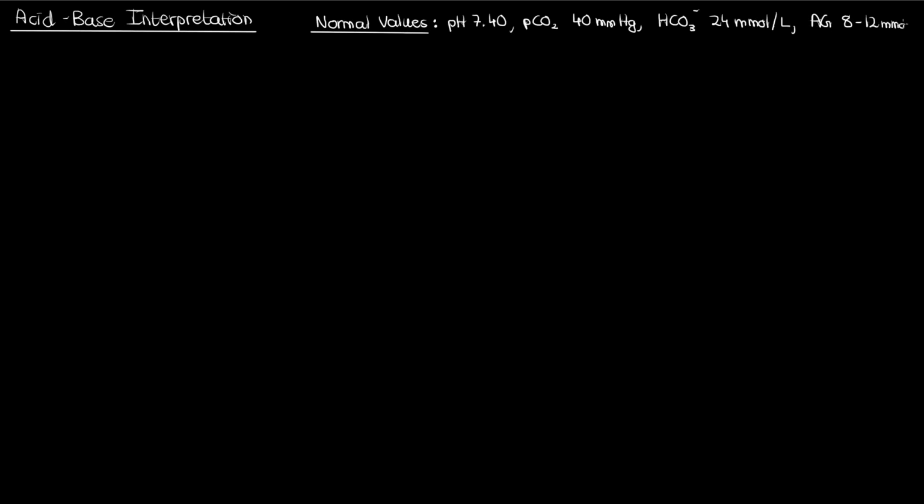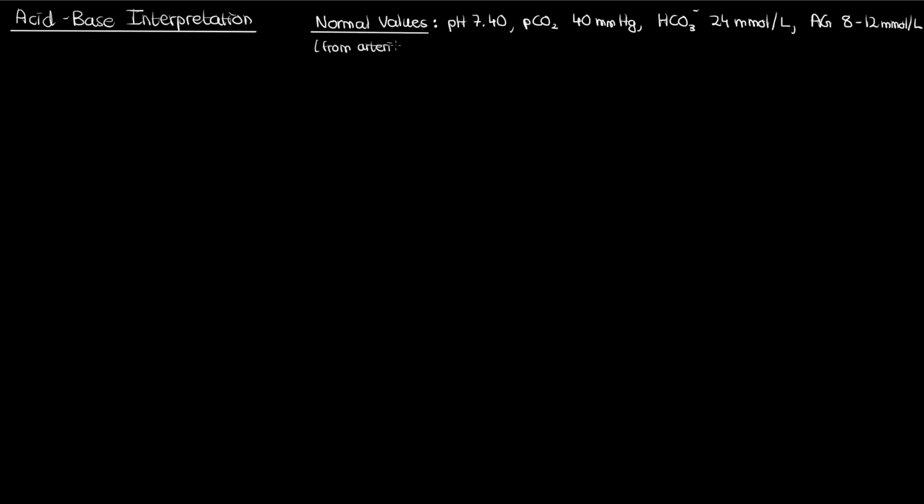You can break down acid-base interpretation into 6 simple steps. But before we get to those steps, there's a short preamble I'd like to go over about normal values. So for the purposes of acid-base interpretation, normal or standard values on arterial blood gas include a pH of 7.4, a PCO2 of 40, a bicarb of 24, and an anion gap somewhere between 8 and 12.